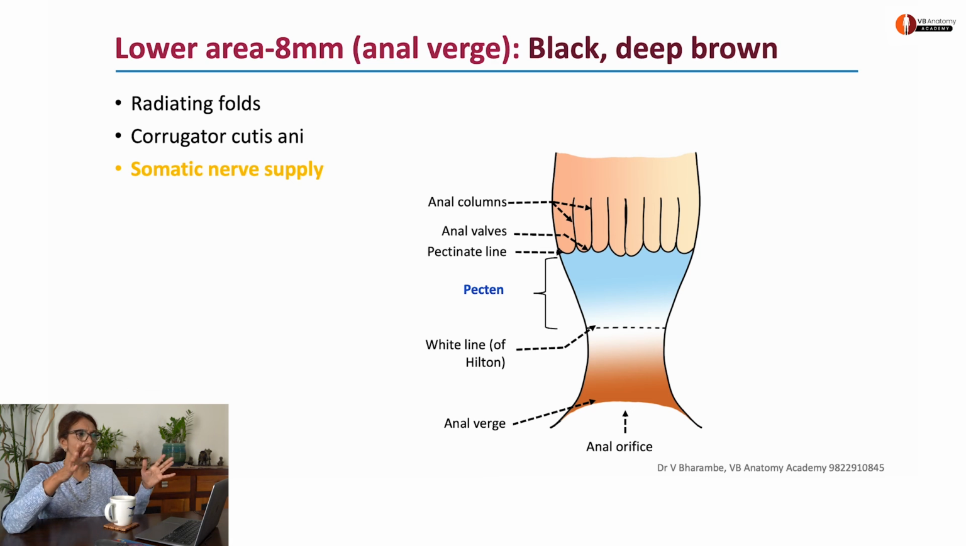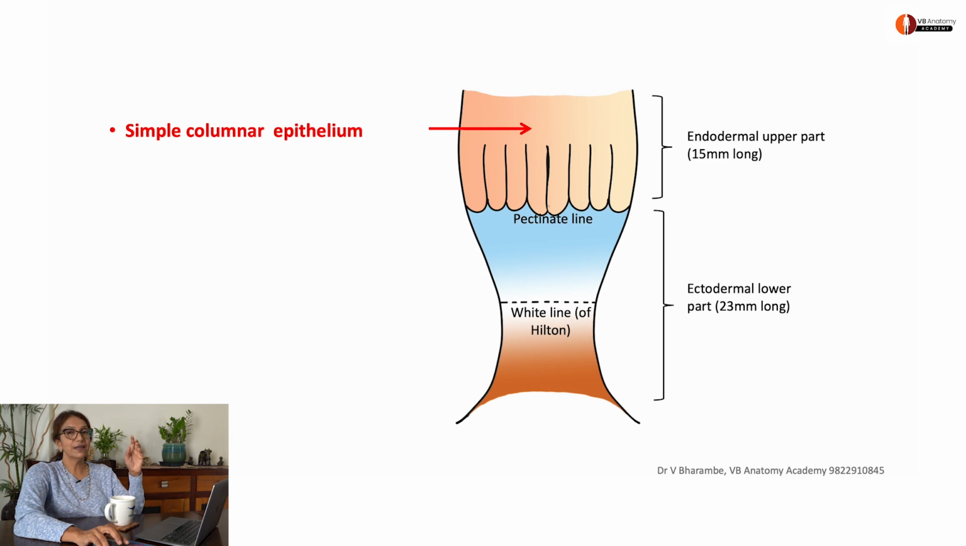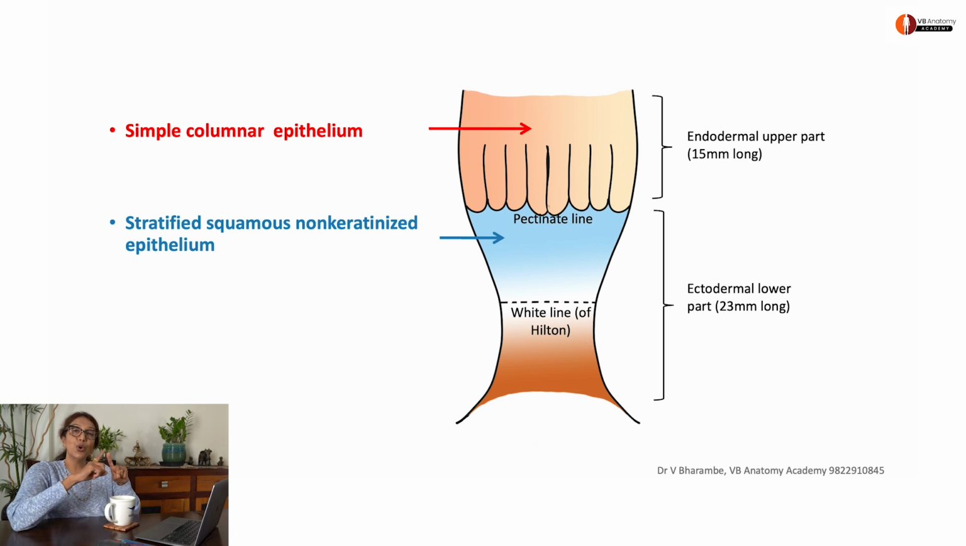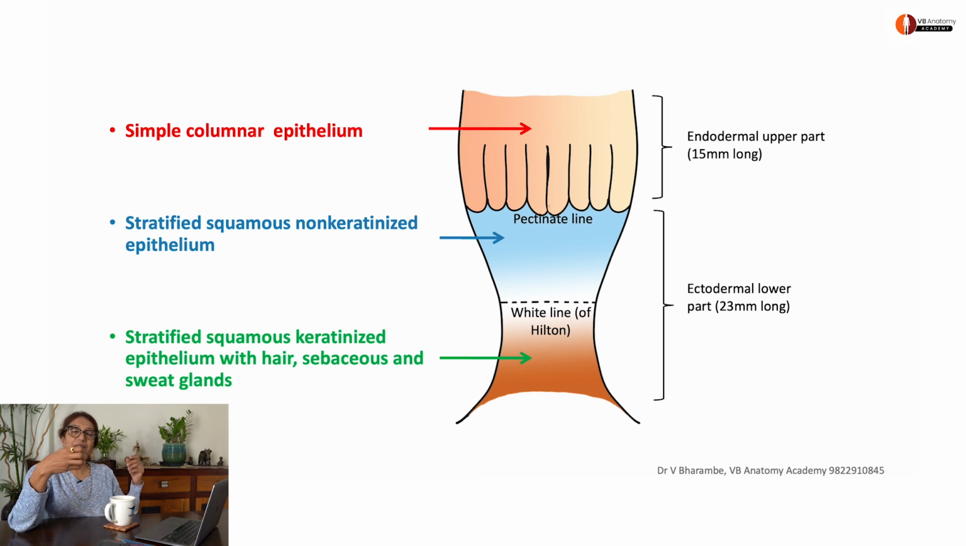The skin here is brown to black. It's getting a somatic nerve supply, and you can see the skin around it much folded because of the corrugator cutis ani muscle that got formed because of attachment of the longitudinal muscle of rectum and anal canal to the skin. We've discussed this earlier. So finally, just a last few lines here. The epithelium also varies. The part above the pectinate line is simple columnar. Below it, stratified squamous, non-keratinized, no sweat glands, no hair. But the last part is pure skin, stratified squamous, keratinized epithelium with the necessary glands and hair.